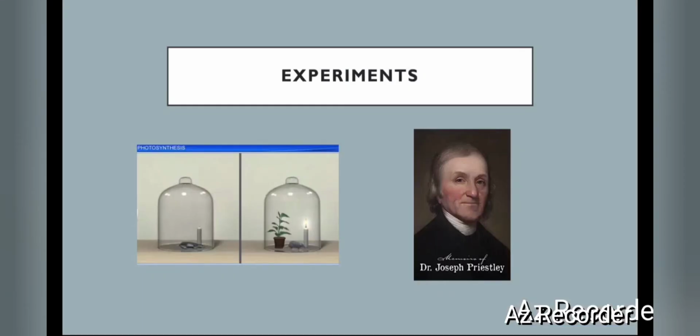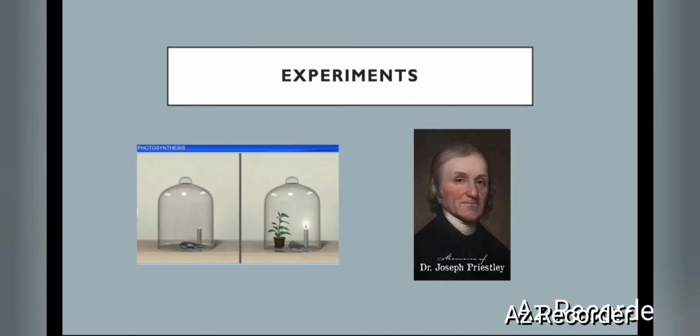Many experiments were done. In the series of experiments, Dr. Joseph Priestley did an experiment in which he lit a candle and put a bell jar on it. It extinguished after some time. After that, he kept a mouse with the lit candle. It suffocated after some time.